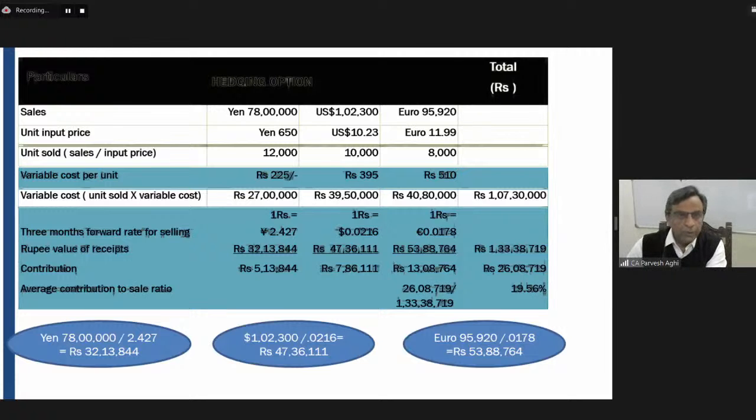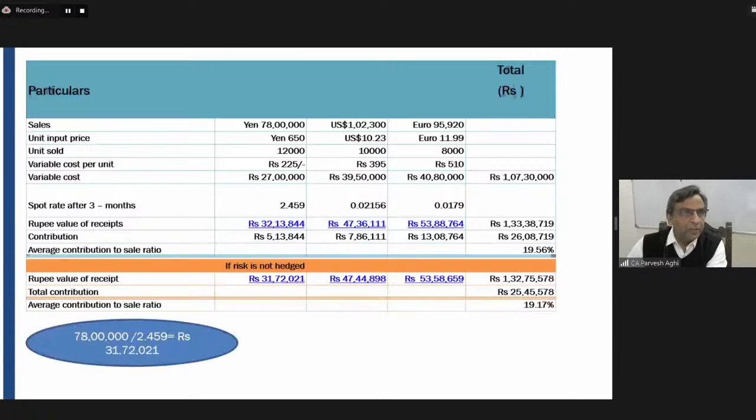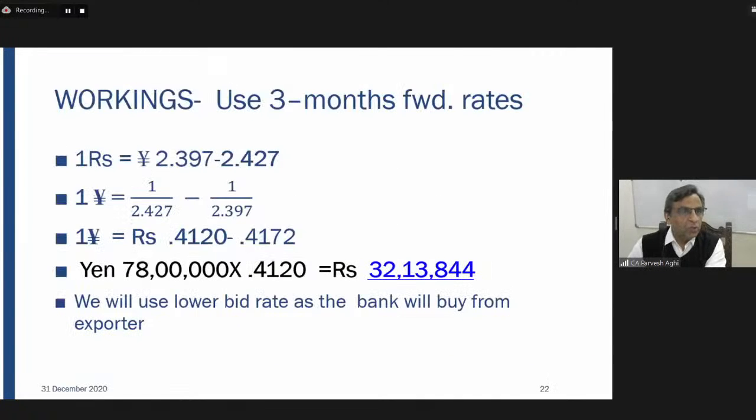Now, just to show you how we have calculated. Working for 3 months forward rates. Now if the rate is given to you, 1 rupee is equal to yen 2.397 and 2.427. So this is the bid rate and this is the ask rate. So we converted our rates into yen. So 1 yen would be just the reciprocal, 1 divided by 2.427 and 1 divided by 2.397. So we'll have 1 yen is equal to rupee 0.4120 and 0.41.